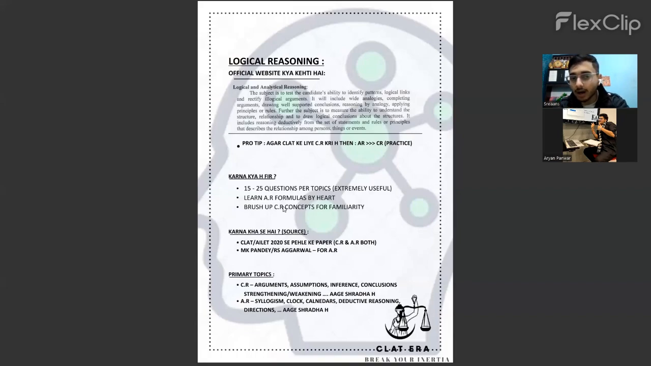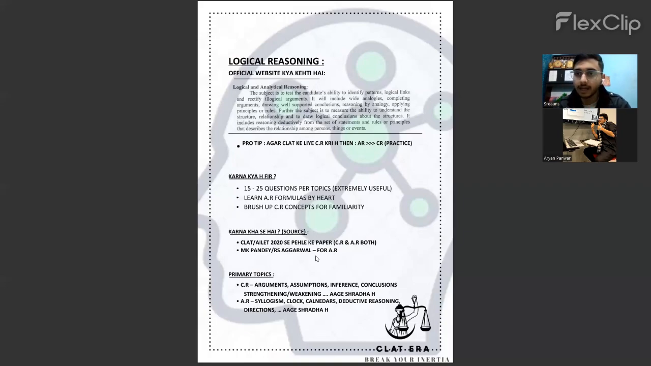Now we have seen what to do. Now the sources. The most authentic and reliable sources for solving AR would again be your CLAT and ALET papers from before 2020, in which AR used to come in the logical reasoning section, and in ALET it still comes. And for concept practice you can refer to MK Pandey or RS Agarwal, whichever book you are more comfortable and familiar with, or whichever of those two you have.